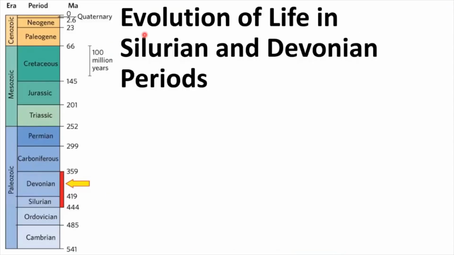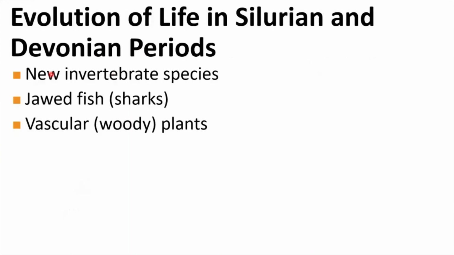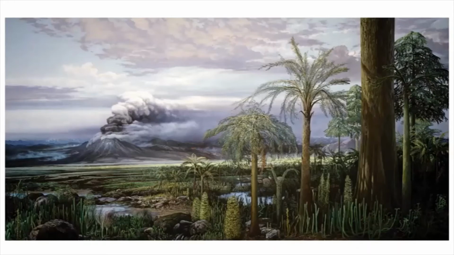What did the evolution of life look like in the Silurian and Devonian periods? We see new invertebrate species, jawed fish like sharks, vascular or woody plants. Here is a paleo artist's reconstruction of the Silurian and Devonian plants. These vascular plants appeared in the Devonian, allowing the first forest to take root on land. So we start seeing plants move onto land. And during this time, lignin co-evolved.